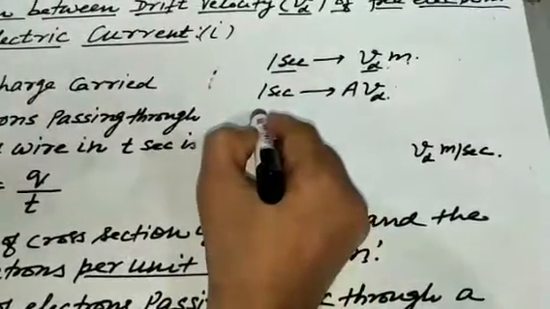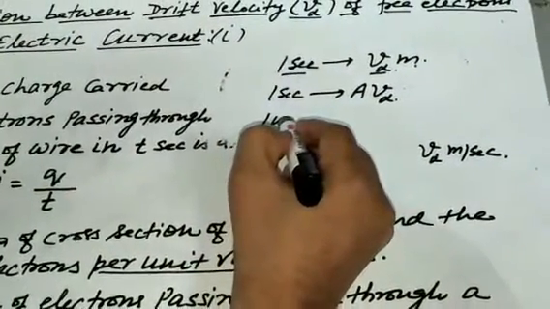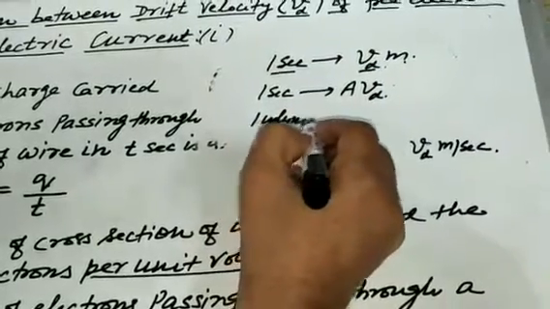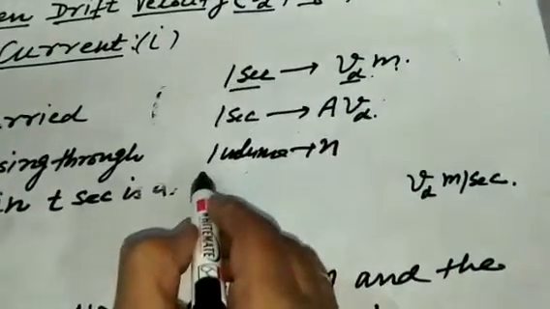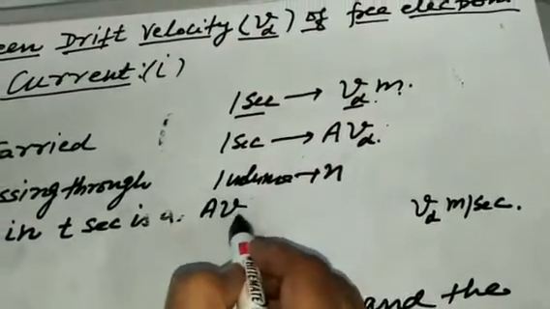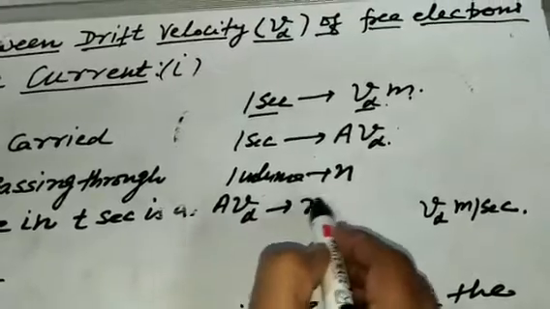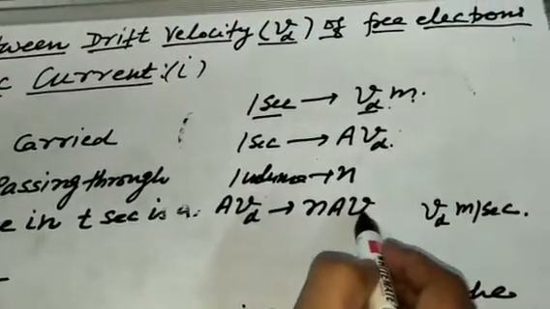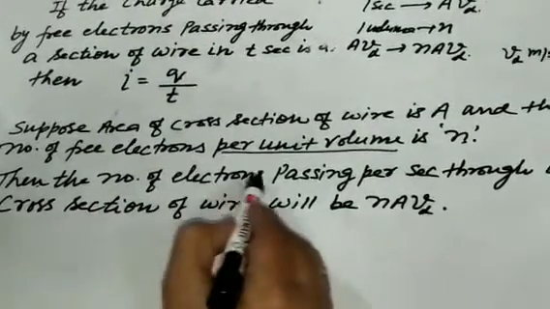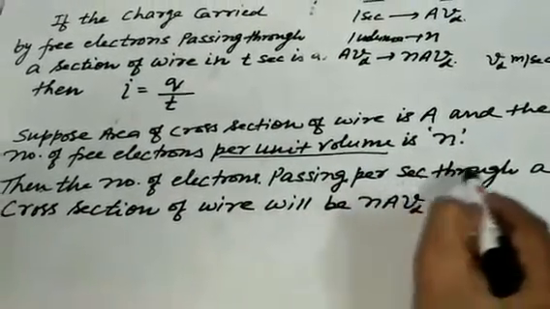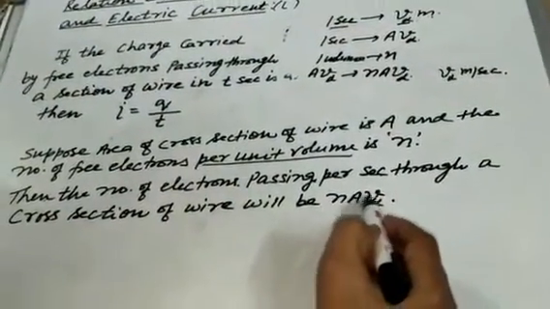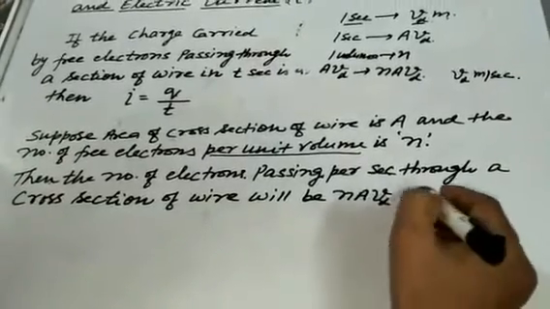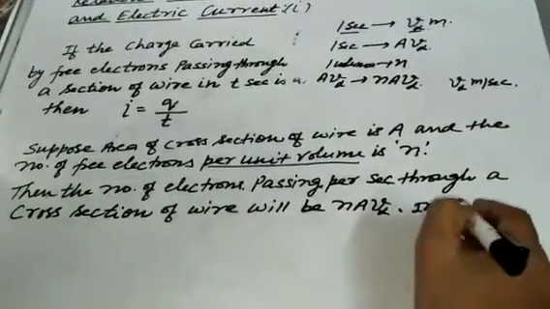And in unit volume there are n electrons. So in A into Vd volume, how much electron? This becomes nAVd electrons. It means the number of electrons passing per second through a cross section of the wire will be nAVd.